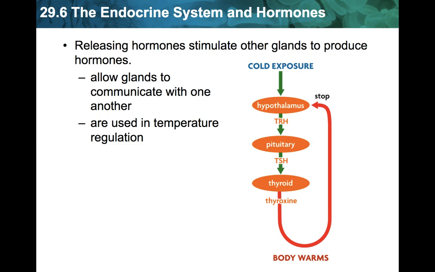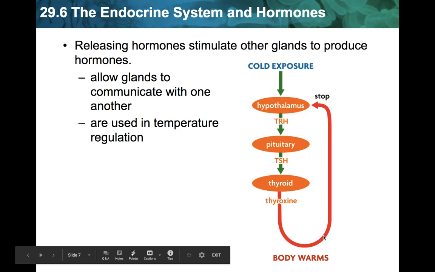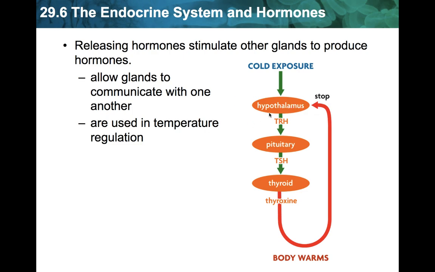So here's an example here. If you go outside in the middle of winter in a t-shirt, you're exposed to the cold. Your hypothalamus is then going to send a chemical signal to your pituitary gland, and then it's going to go to your thyroid. Then thyroxine causes your body to warm, and then it goes all the way back in this loop, back to the hypothalamus to tell you, okay, you can stop producing thyroxine because we're warm again, if you go back inside. That was just a quick example.